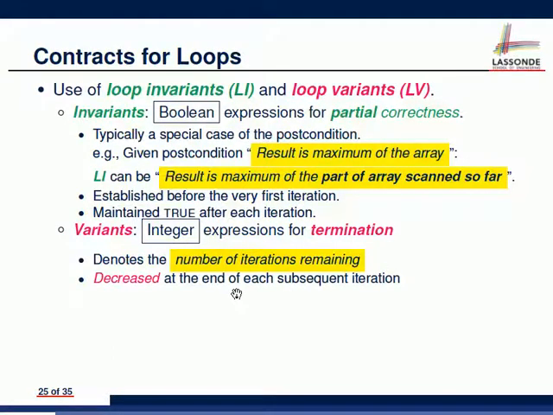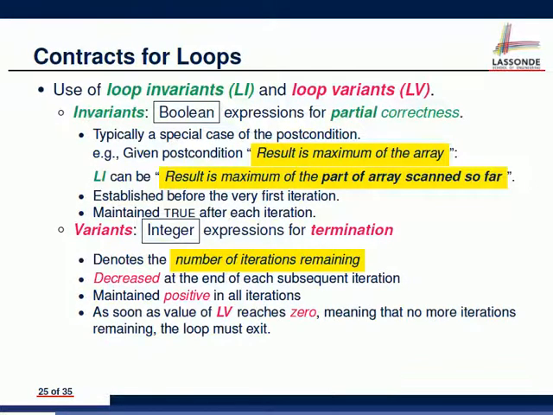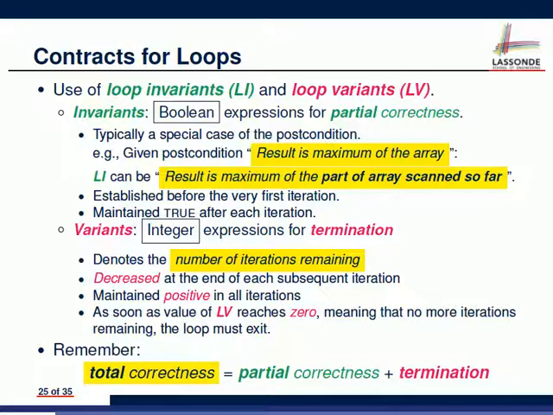So somehow the variant value will bound the number of iterations. It should decrease every time, it should be non-negative, and it should never go below 0. Once you reach 0, you should really exit. Now, finally, why do we need these two things? For loop variant, we want to prove termination. For loop invariance, we want to prove partial correctness. Combine them together, we get total correctness.